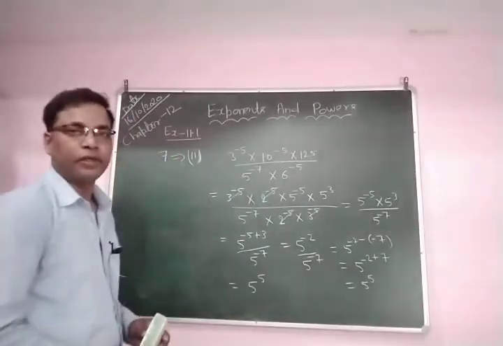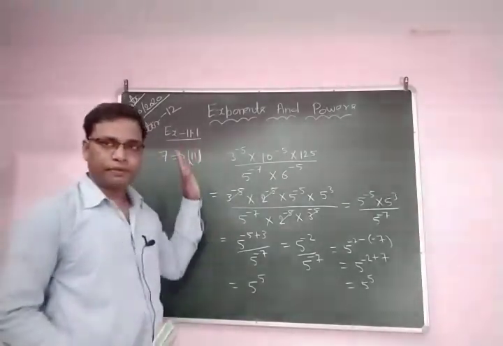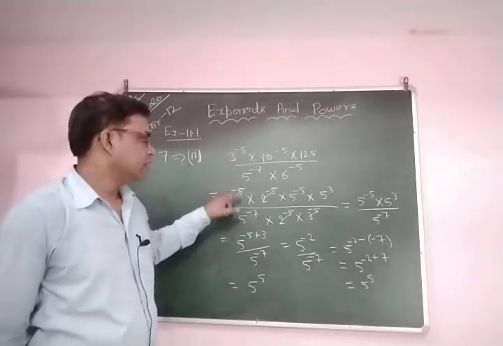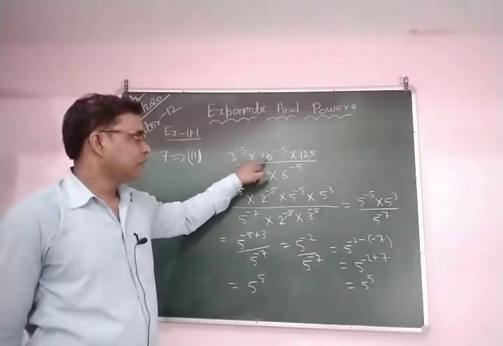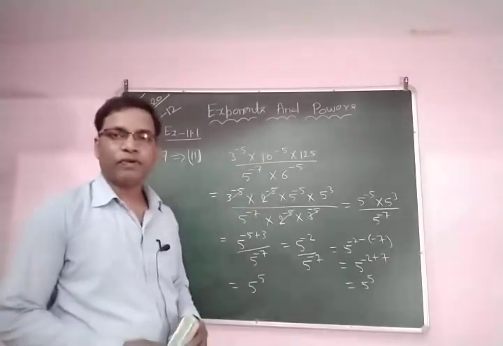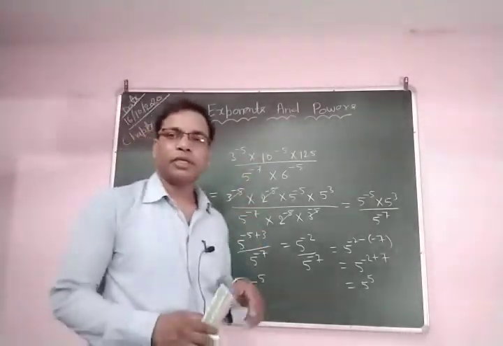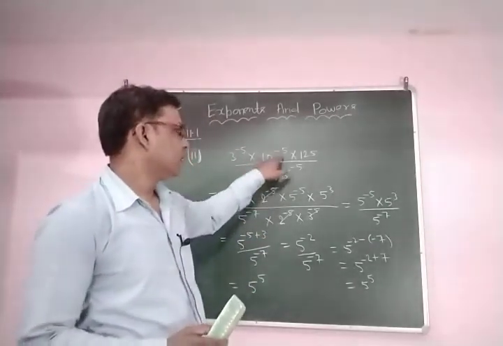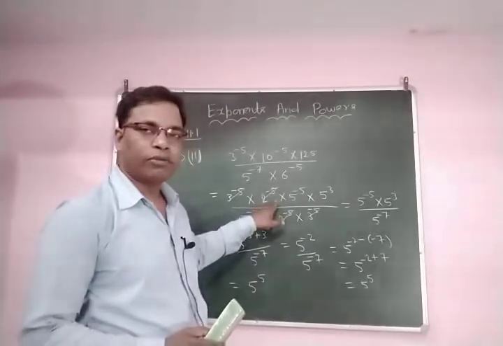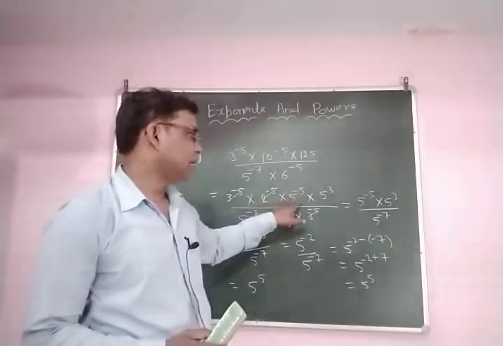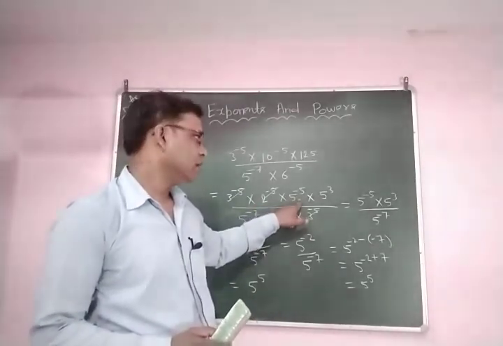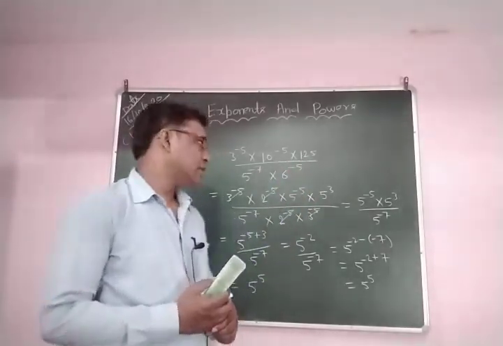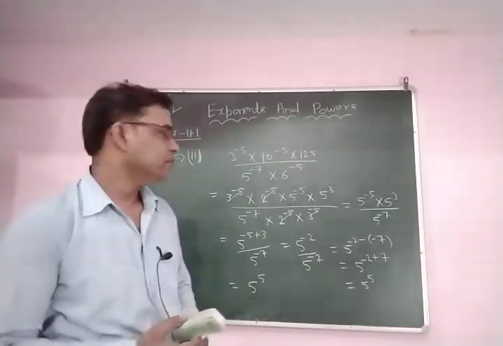This is clear. Now you can see this is the question given, and we can write 3 power 5 as it is, and 10 power minus 5 you can break, 10 is 2 into 5, so each has power minus 5, meaning 2 power minus 5 and 5 power minus 5. So we can break 10 power minus 5 as 2 power minus 5 into 5 power minus 5. This is clear. Now 125 means 5 power 3.